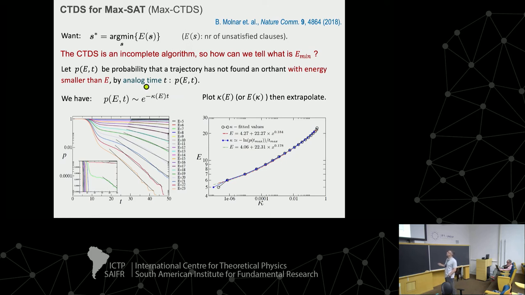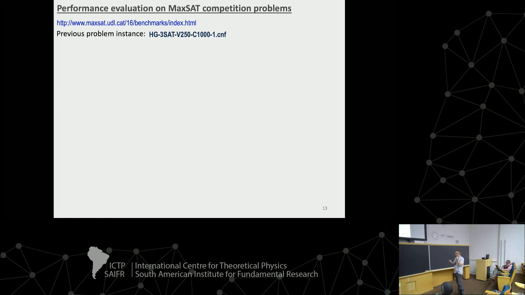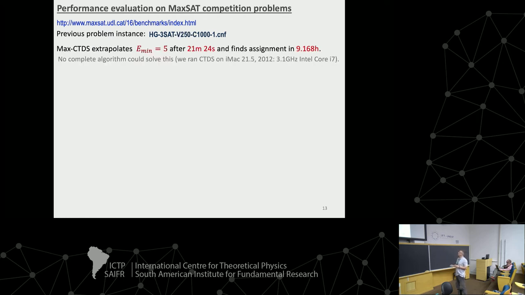And this decay rate, when you plot it as a function of energy, which is the number of unsatisfied clauses, you can extrapolate that to the origin. And you find in this case that the best you can do with this is 5. So this was chosen as a very hard problem from a 2016 MaxSAT competition, where this is the particular problem instance, 250 variables, 1,000 clauses. And we ran this on an iMac, and in about 9 hours, we found a satisfying assignment.